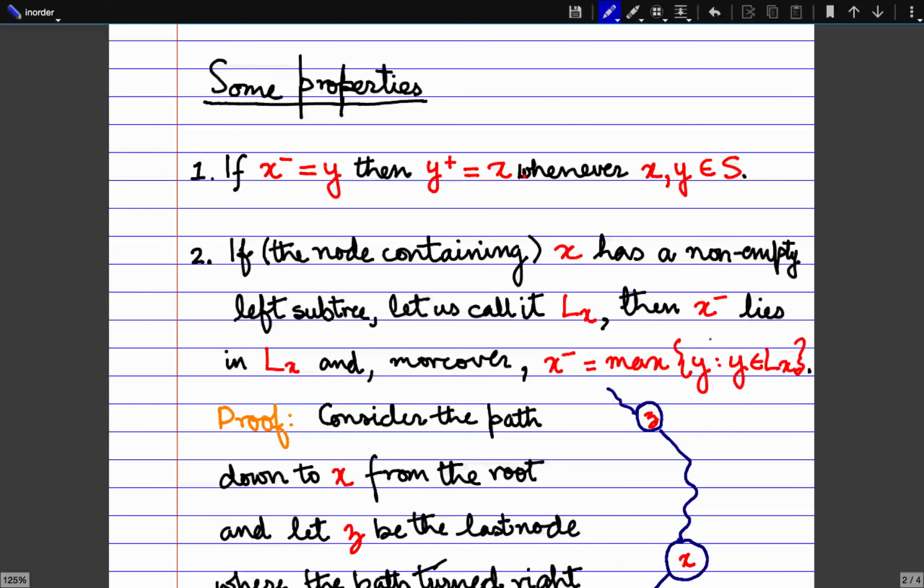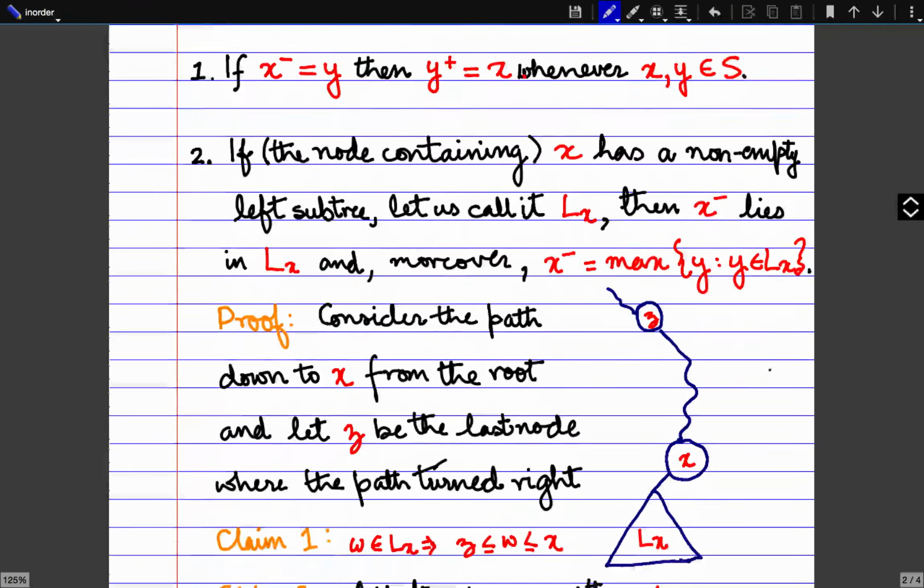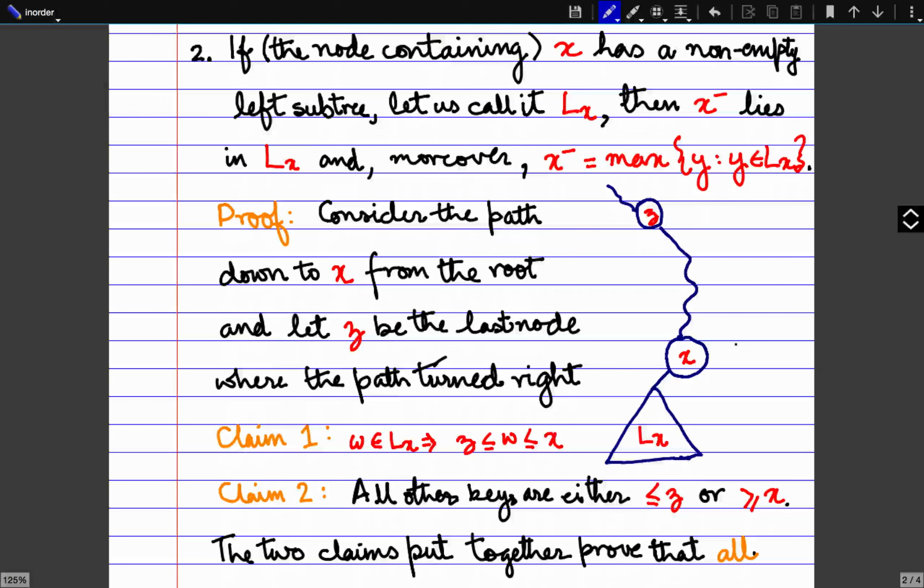If the node containing x has a non-empty left subtree, let us call it Lx, then x minus lies in Lx, and moreover x minus is equal to max y such that y lies in Lx. So what we are saying is that let us consider this node x here, and this node x has a left subtree. We call it Lx, right? We are claiming that x minus lies somewhere in here.